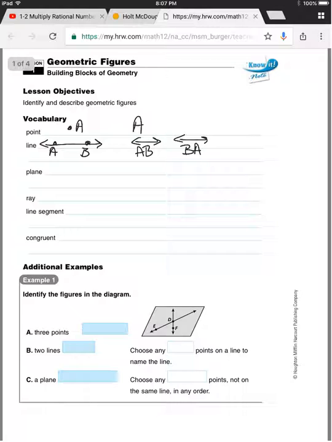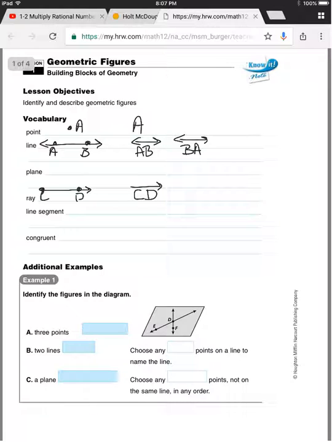A ray is a part of a line that has one endpoint and extends forever in one direction. So a ray looks like this. It has an endpoint and extends forever in one direction, so there's only one arrow. And if we were to name this, because it has an endpoint, our first letter when we're naming is the endpoint, followed by the letter by the arrow, and we need that notation or picture above it.